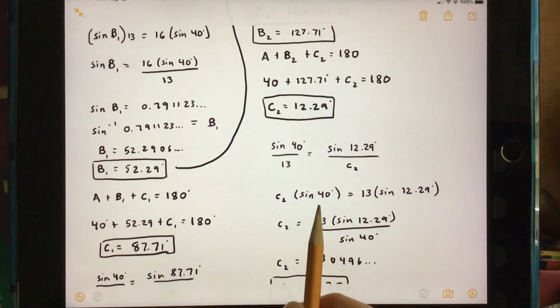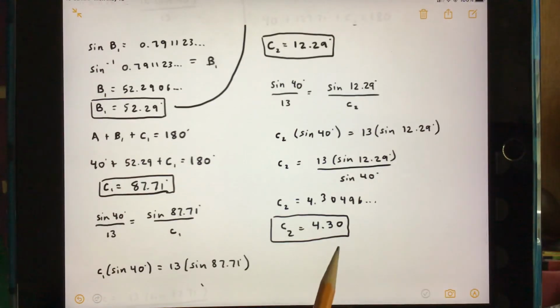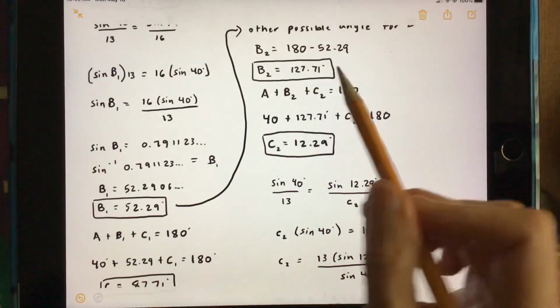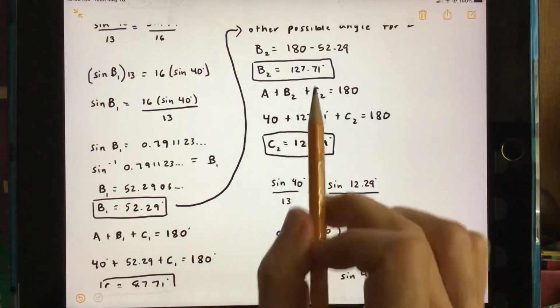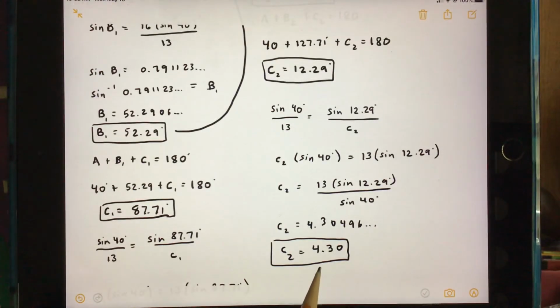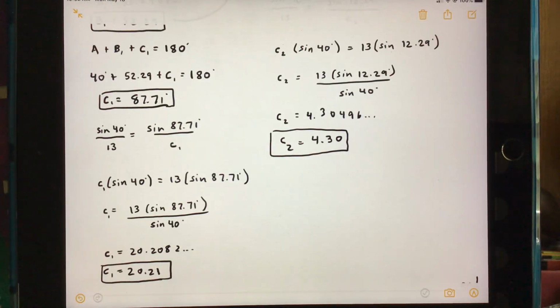Cross products gives us C2 times sine of 40 degrees equals 13 times sine of 12.29 degrees. Divide both sides by the sine of 40 degrees, and C2 is equal to, well, throw all that in your calculator, and you have 4.30496, and that rounds off to 4.30. So we have two different triangle measurements. Our second triangle has angles B and C, 127.71 and 12.29 degrees, and our length of C2 is 4.30. So in this case, there are two triangles possible. We found all of the unknown measurements in both of them, so that completes this particular problem.